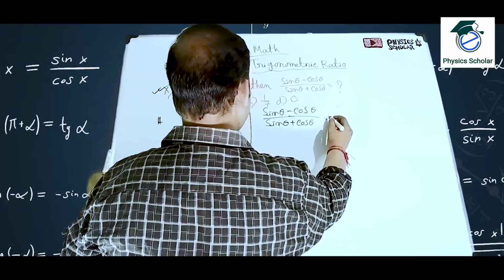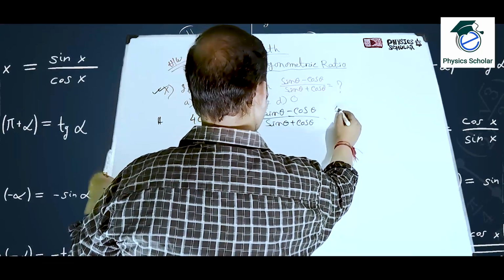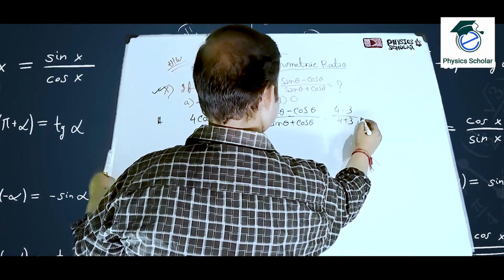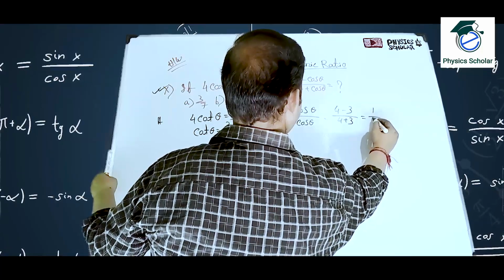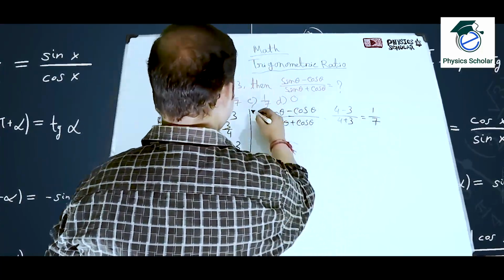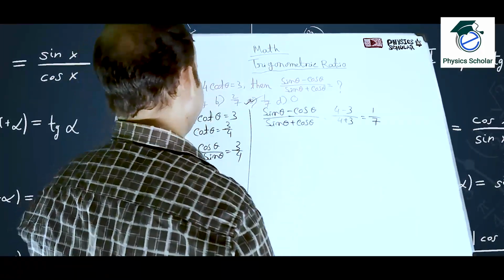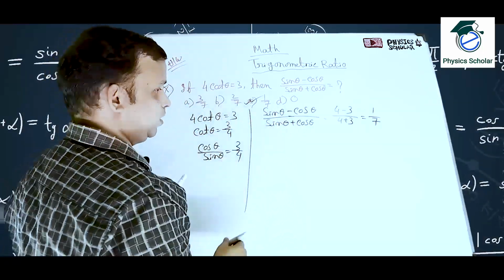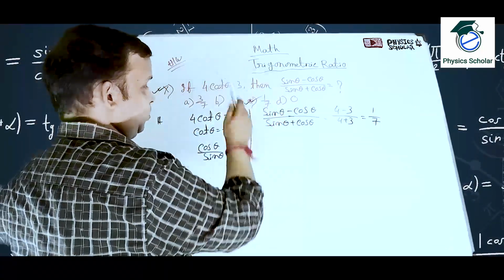So sin theta minus cos theta. So it will be 4 minus 3 divided by 4 plus 3 is equal to 1 by 7. So which answer is correct? 1 by 7. So this is, I am using componendo dividendo. So this is one way. So I will do it in another way.